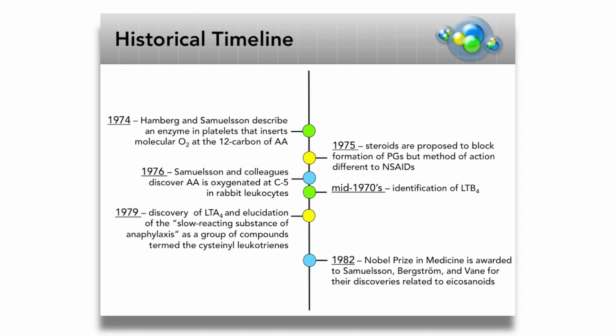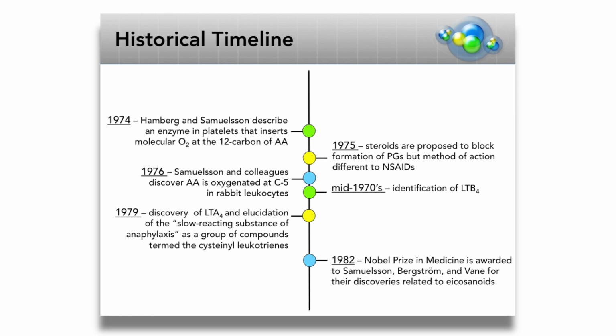In 1976, Samuelsson and colleagues discovered that arachidonic acid can be oxygenated at carbon 5 in rabbit leukocytes. And they went on to discover that this oxygenated product at carbon 5 can be transformed to a compound they termed leukotriene B4. In 1979, they also elucidated another set of compounds forming from lipoxygenase in turn.